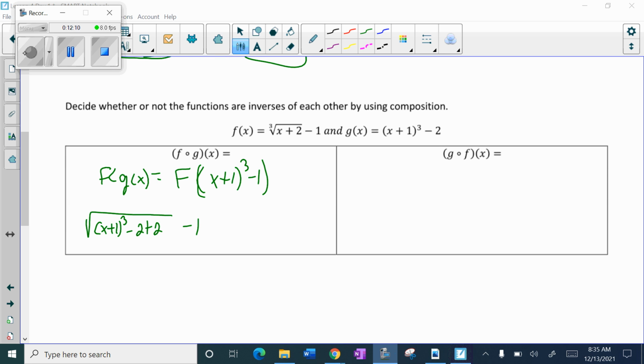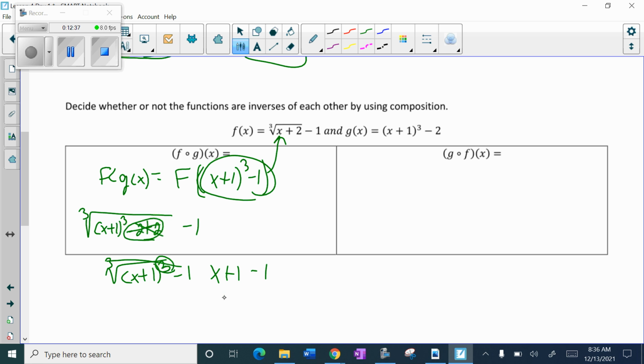Okay, so I plugged this whole function right here in for this x here. So that's what's going on down here. Notice these 2's are going to cancel out. And so I have x plus 1, the cubed root of that. And oops, sorry, I forgot this 3 here. So this cubed root and this cube, those are going to cancel out. So I have x plus 1 minus 1, and those 1's are going to cancel out, so I'm left with x. Okay, so we're halfway there.